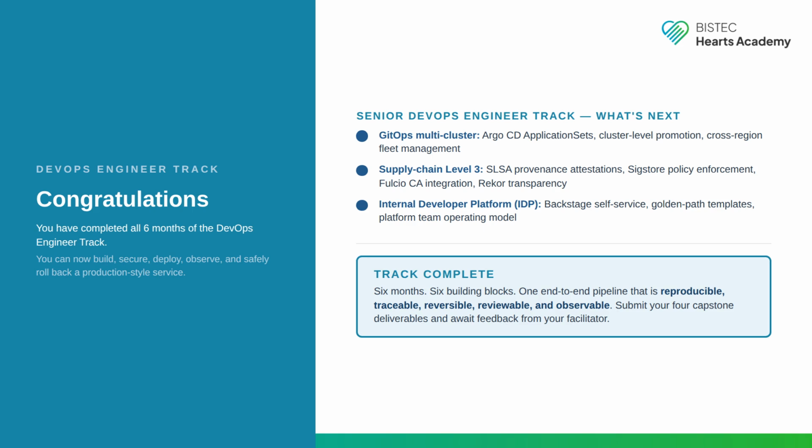The Senior DevOps Engineer track takes 3 significant steps further. GitOps multi-cluster with Fleet or Argo CD scales this pattern to multiple environments and multiple clusters without manual kubectl commands. Supply chain security, SLSA Level 3, adds provenance attestations and policy as code enforcement that meet regulated industry requirements. Internal developer platform self-service gives product teams the ability to provision environments, deploy services, and manage their own observability without a ticket to the platform team.